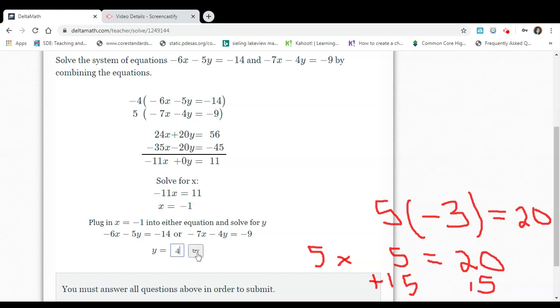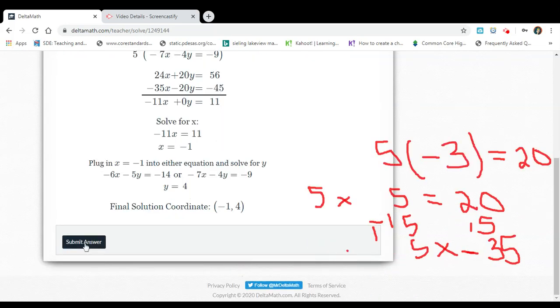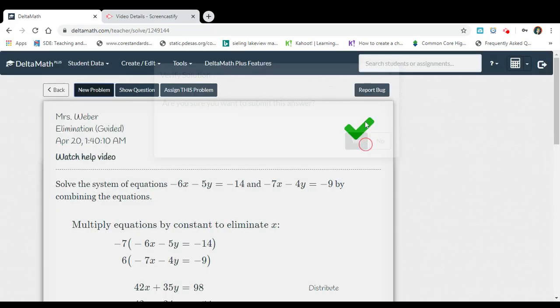Now I'm going to push try. And now I'm going to type in my answer. So x, we got negative 1. And y, we got 4. And now I hit try. It says, do you want to do it? Yes, I do. Let's see if we get it right. Yes. Boom, another green check mark, which means that we got it right.